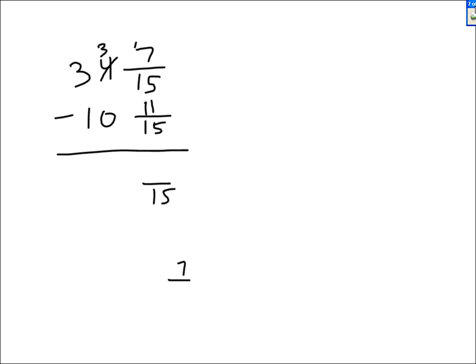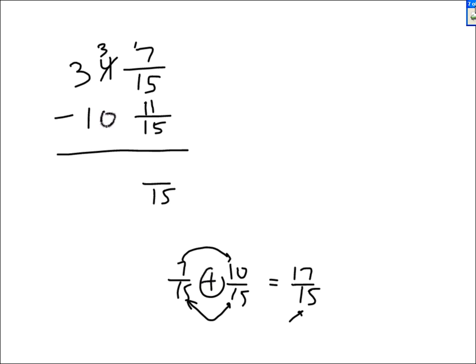Why? Again, if you have 7 over 15, and you add something, and now you have 17 over 15, you added 10 over 15. In addition, if the bottoms are the same, and they are, keep it, add the top. 7 plus 10 is 17. The problem is that you didn't add 1. 15 over 15 is 1. 10 over 15 is not 1.